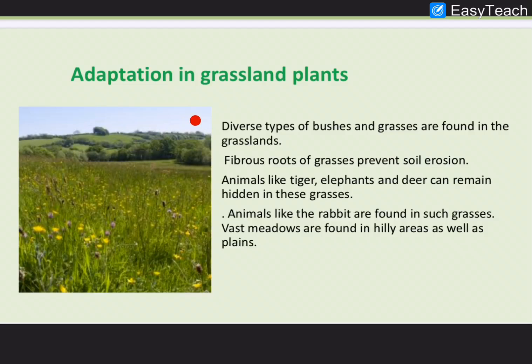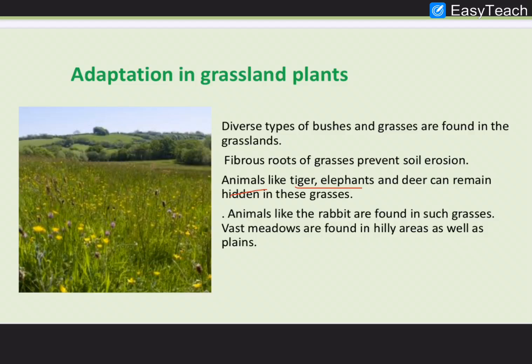Now we are going with the adaptation in grassland. You have seen grassland. Grassland doesn't have thick vegetation. Diverse types of bushes and grasses are found in the grassland. Bushes means small plants without much height can be seen in grassland. And fibrous roots of grass prevent soil erosion. Fibrous means spreading type of roots can be seen in grassland. For what purpose do they have fibrous roots? Fibrous roots are to prevent soil erosion.